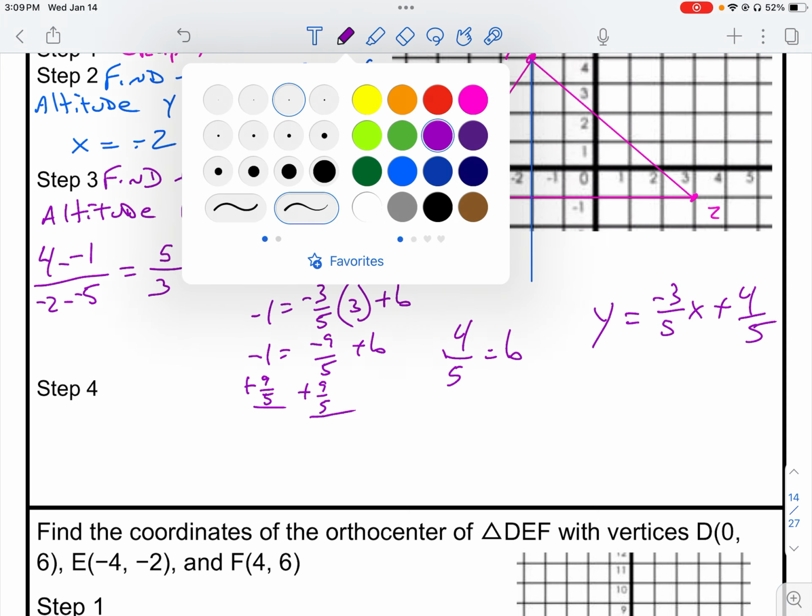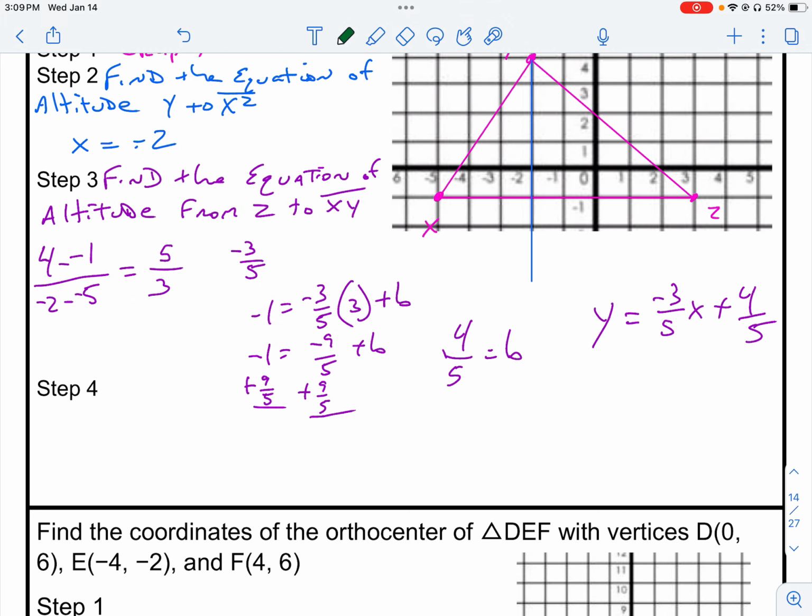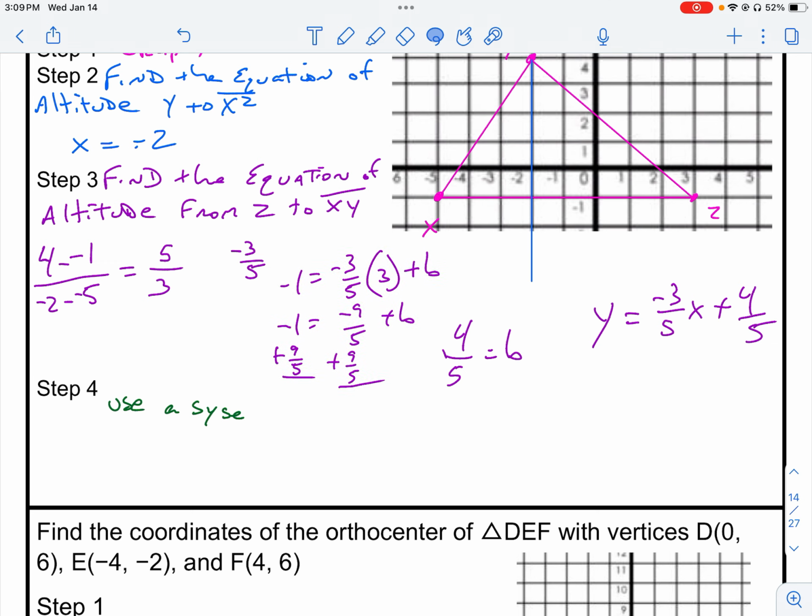And then the last step we're going to do is we are going to use, let's get this stuff out of my way, move it over there, the system of equations to find the orthocenter.